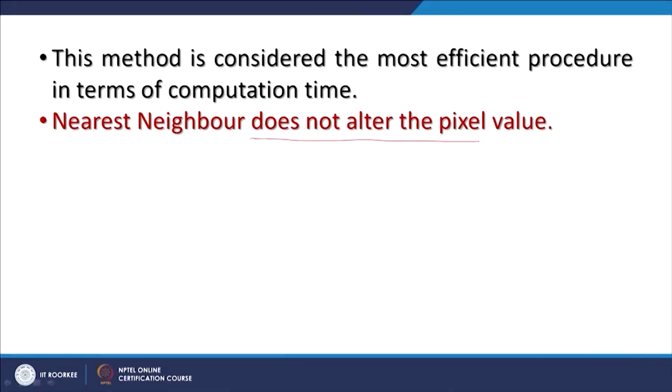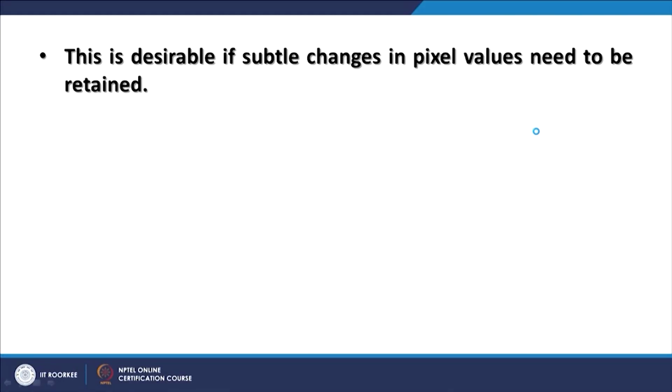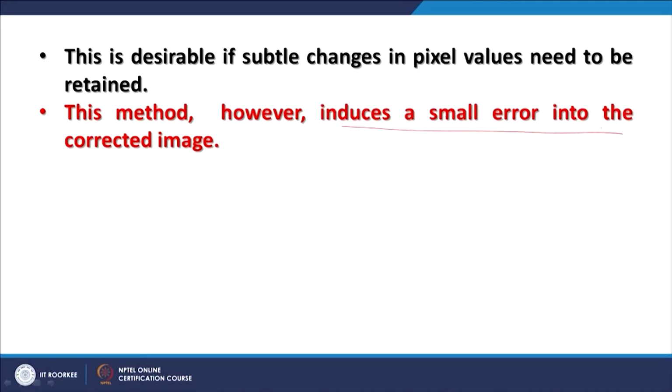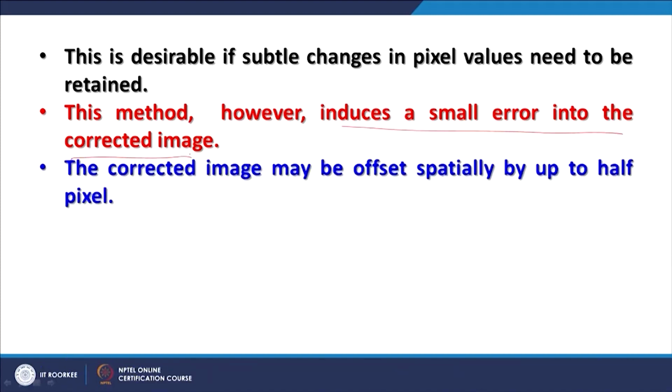However, there are some problems. This is the advantage, that it does not alter the pixel values, but there may be some errors in the corrected image because of a jagged feeling, or stair steps kind of thing. The corrected image may be offset, especially by up to half a pixel. So, from the georeferencing point of view, that may not be a very accurate approach of resampling, but from the image quality point of view, it is the best approach. Now, there is a trade off.